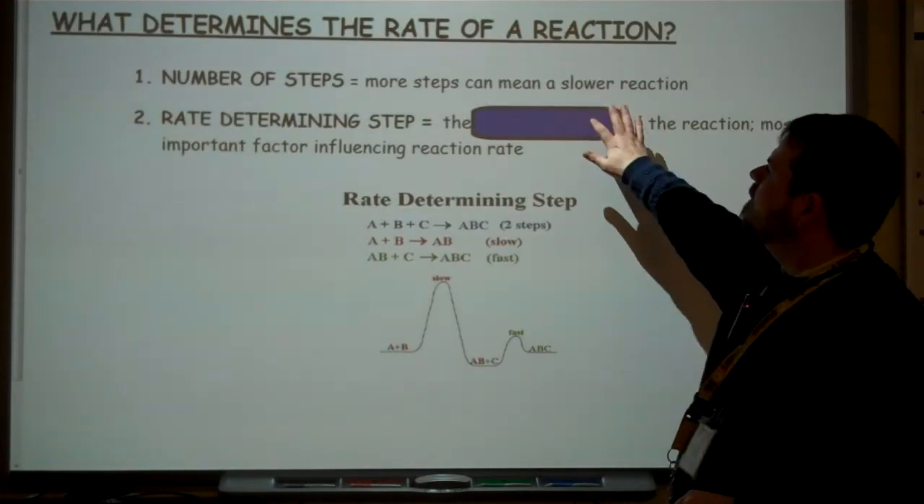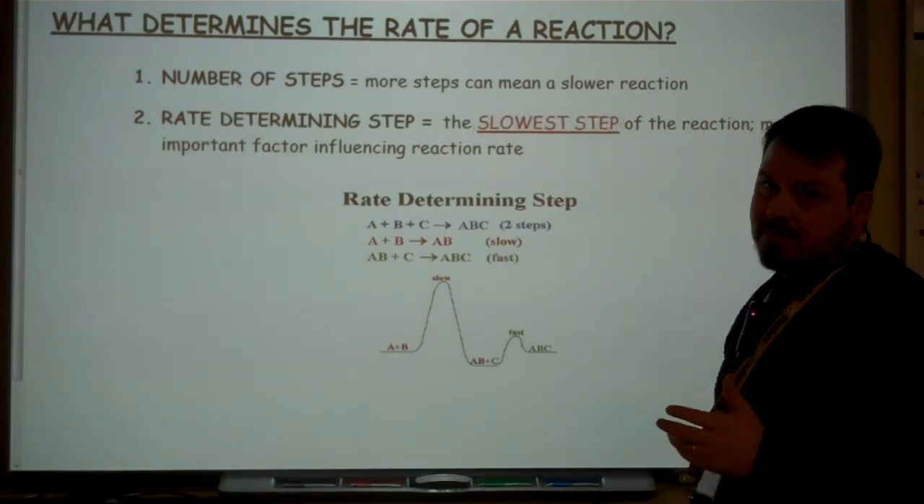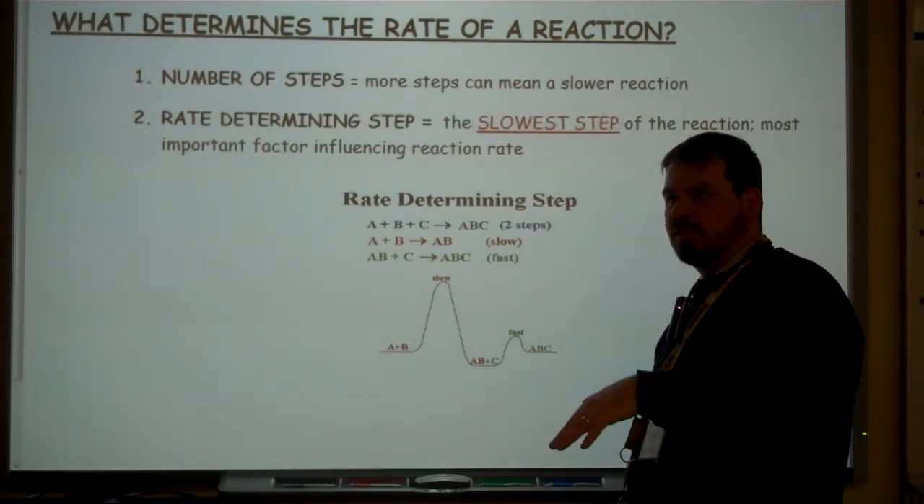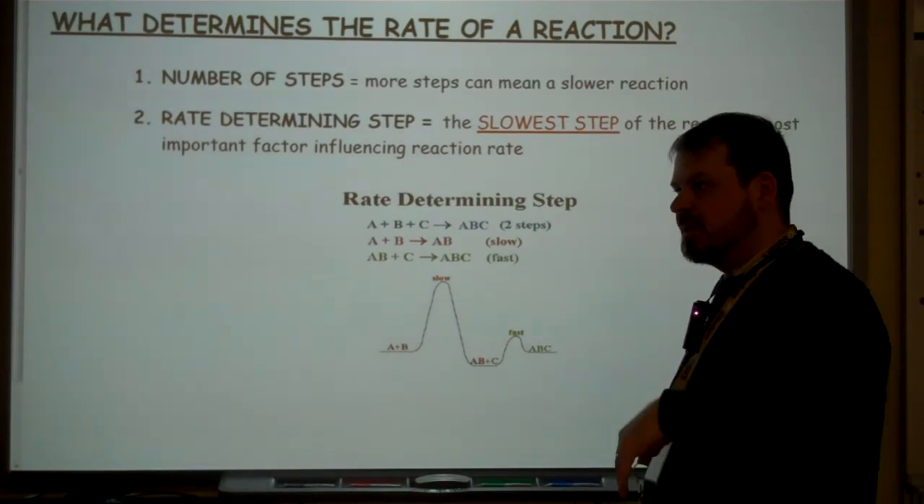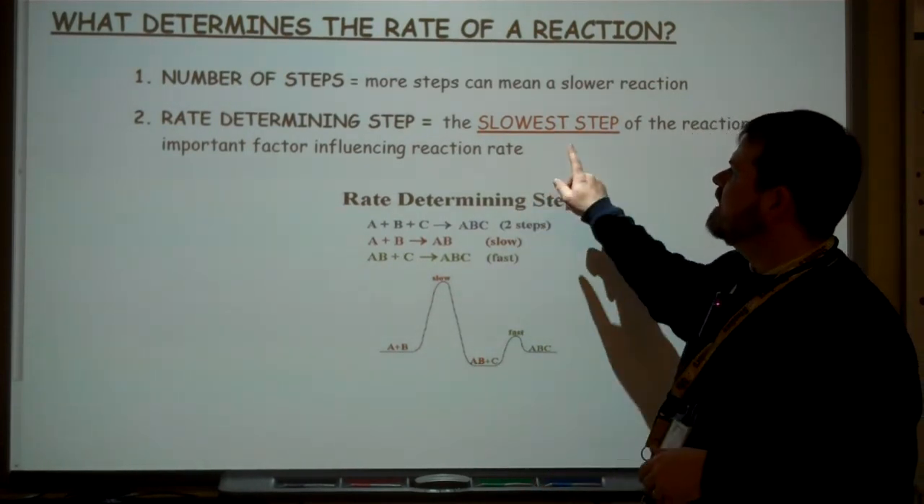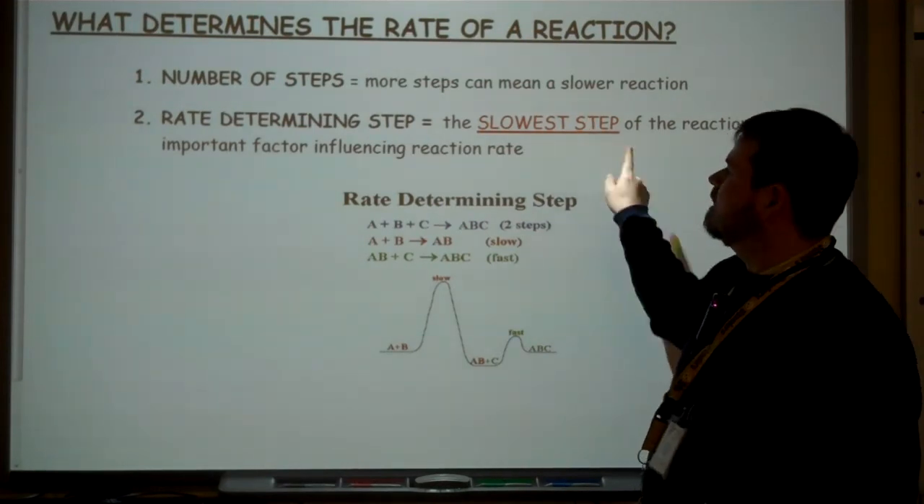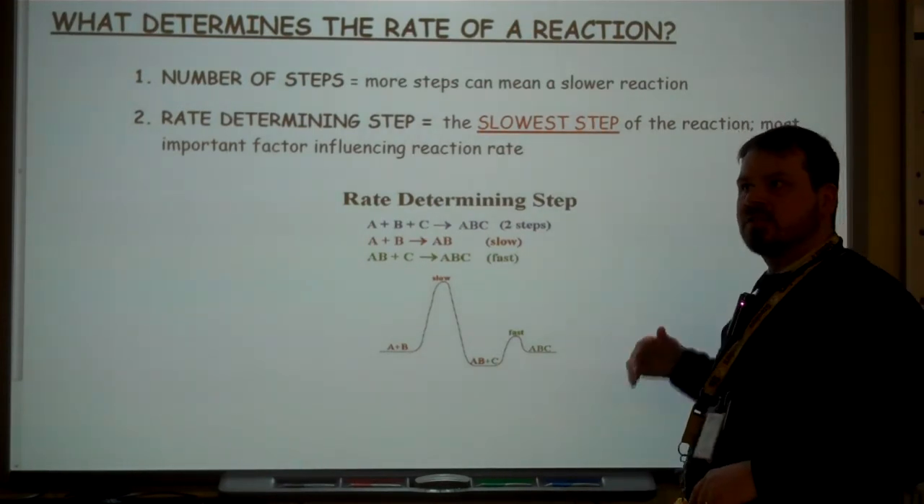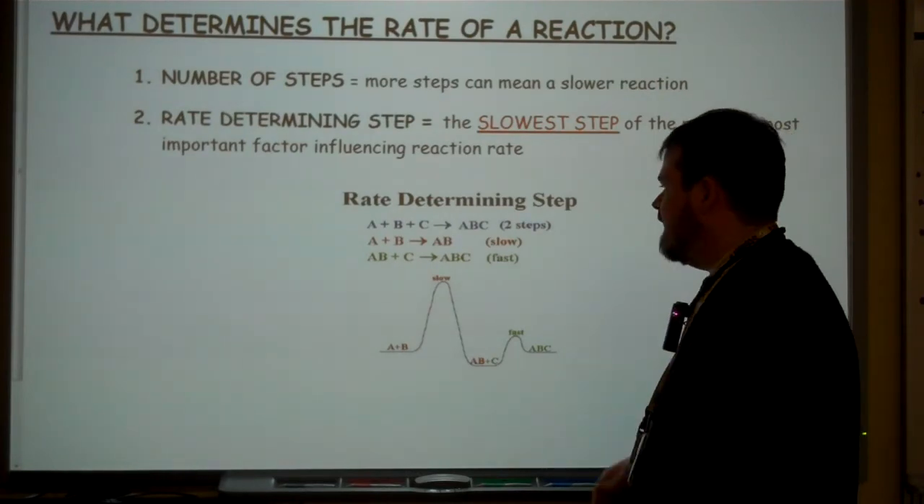What determines the rate of our reaction? Well, how many steps is the first piece? Is it a 1-step reaction or a 2-step reaction or a 3-step reaction? And we're not really going to get into too much of that. All you really need to know is that what's going to determine its speed is the slowest step. The slowest of those steps is what's going to hinder how fast it can go.